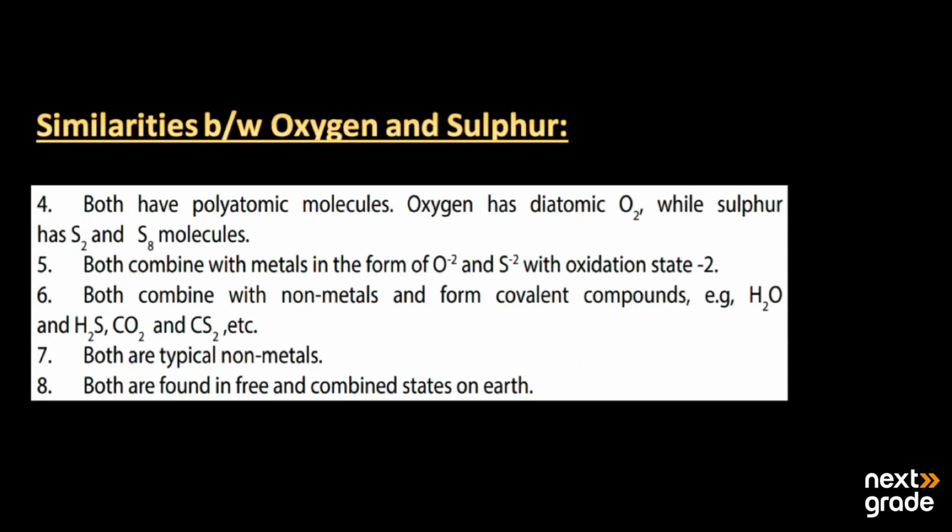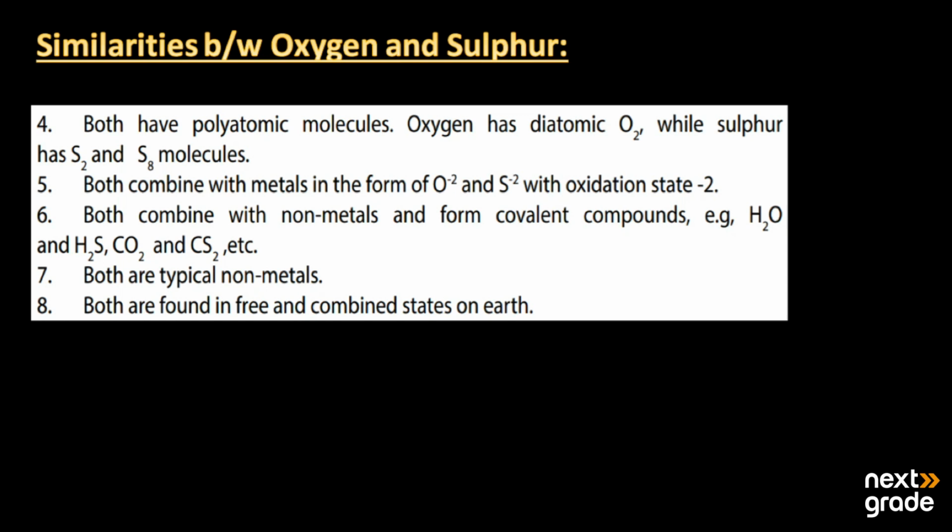Then we have some other similarities between oxygen and sulfur. Both have polyatomic molecules. Polyatomic molecules means they can exist in more than one form, like oxygen has the diatomic form O2 as well as the triatomic form O3, ozone, while sulfur has S2 and S8 molecules. So it also contains two forms, S2 and S8.